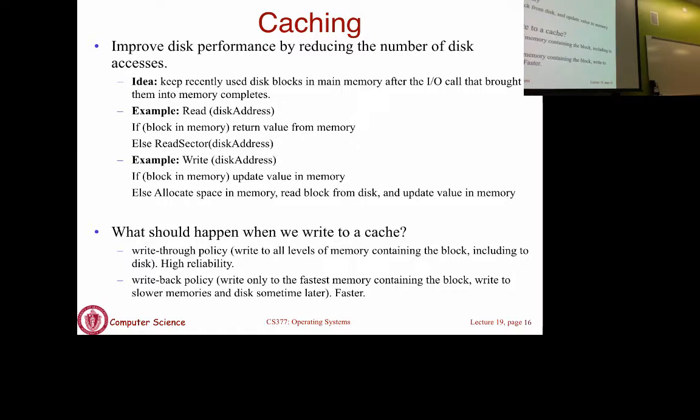You can read or write 1 byte at a time. So what the device would have to do is read an entire sector, and from that sector pick the desired byte or few bytes that were requested by the application and hand it over. So the buffer is trying to bridge this gap as well.